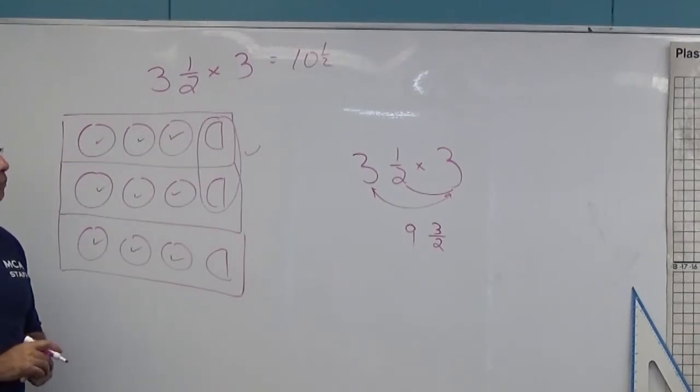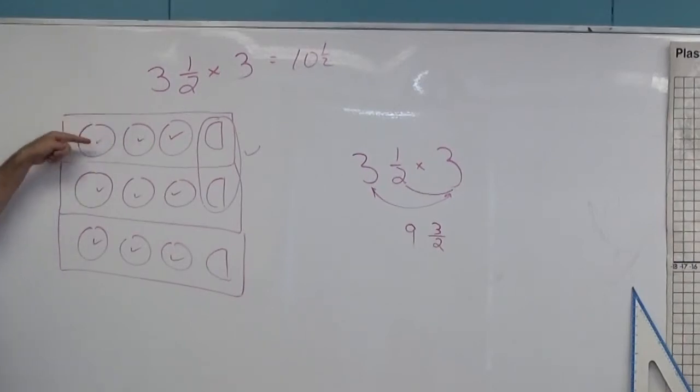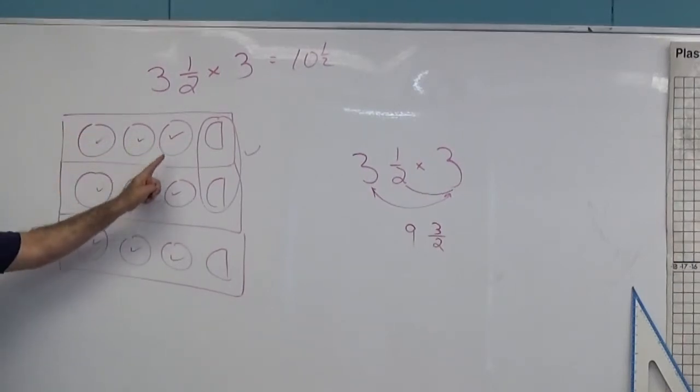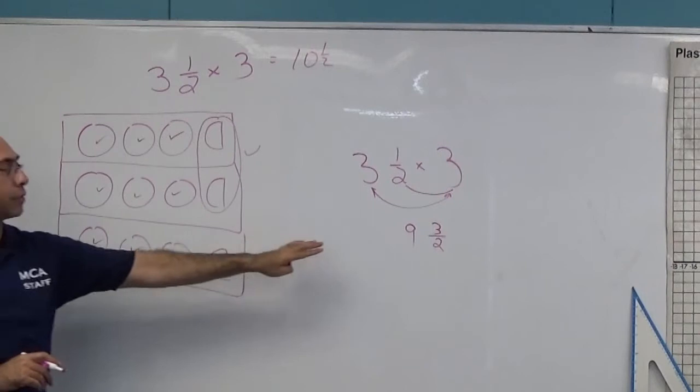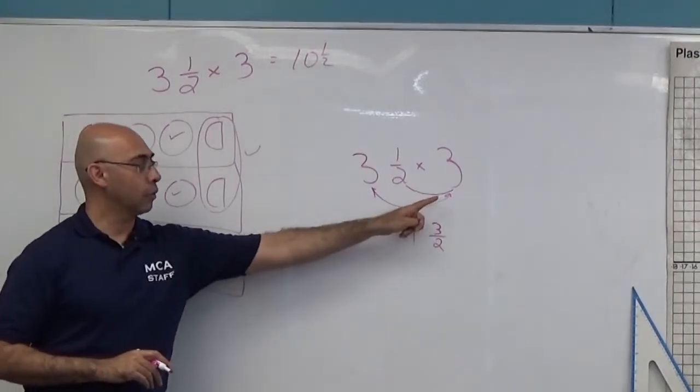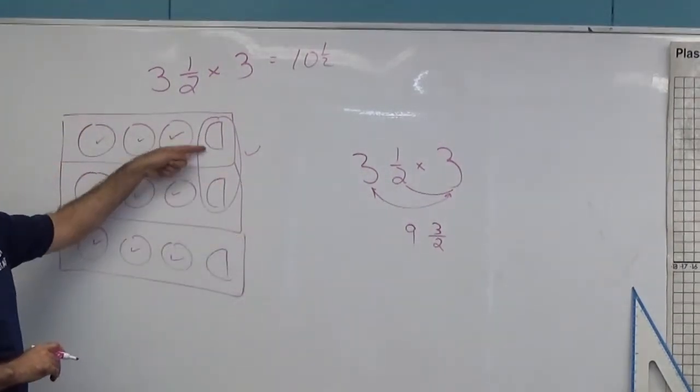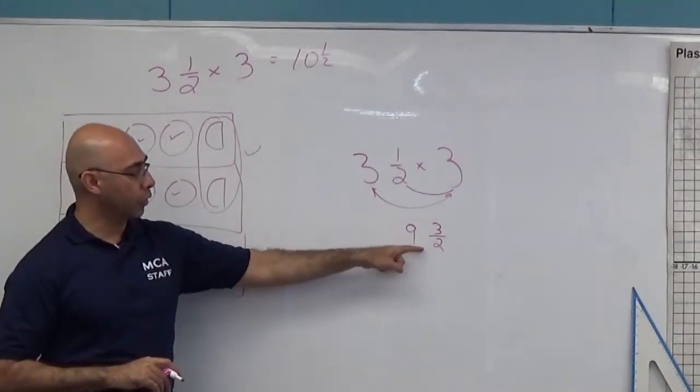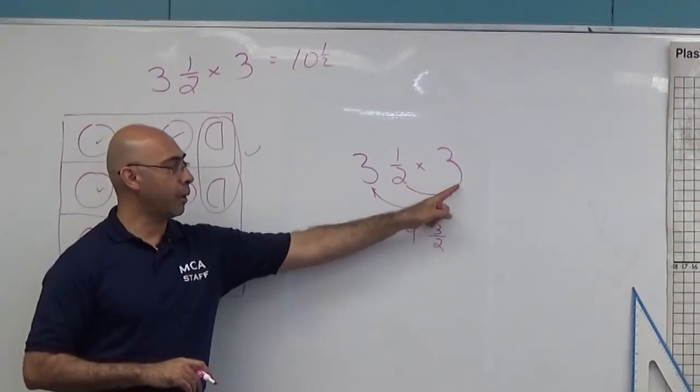Oh, I get it now. So let's take a look. So we know 3 times 3 is 9. Here are the 9. 1, 2, 3, 4, 5, 6, 7, 8, 9. So there's the 9. 3 times 3. Now these 3 halves we have left over, and we didn't multiply 3 times a half.